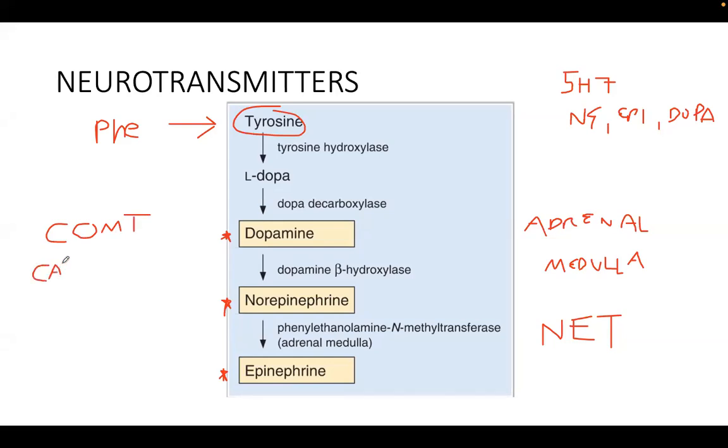Let me just write this down. This is catechol O-methyltransferase. Okay, that is COMT, catechol O-methyltransferase. And of course, we have MAO, or monoamine oxidase. So I want everyone to remember that.